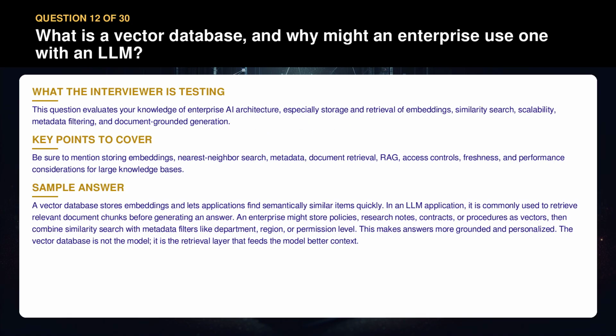A vector database stores embeddings and lets applications find semantically similar items quickly. In an LLM application, it is commonly used to retrieve relevant document chunks before generating an answer. An enterprise might store policies, research notes, contracts, or procedures as vectors. Then combine similarity search with metadata filters like department, region, or permission level. This makes answers more grounded and personalized. The vector database is not the model. It is the retrieval layer that feeds the model better context.